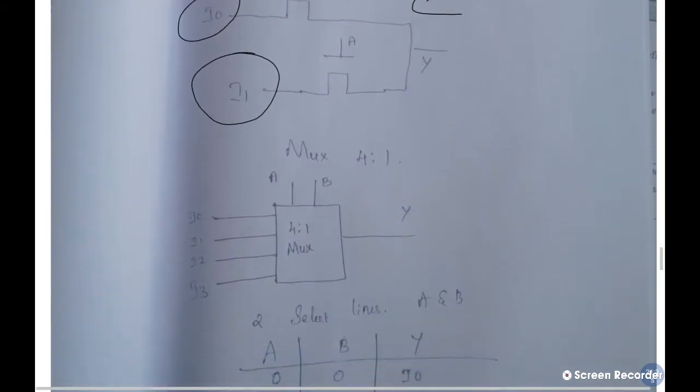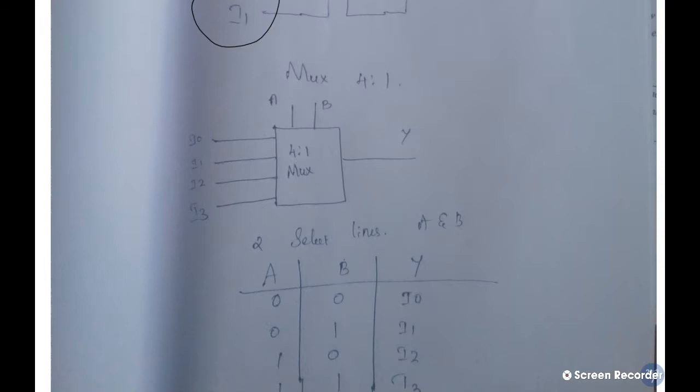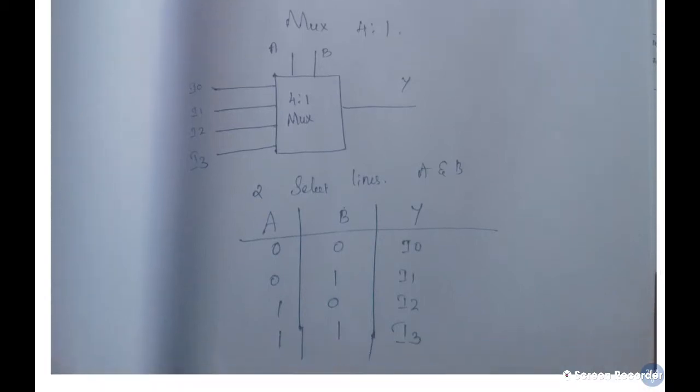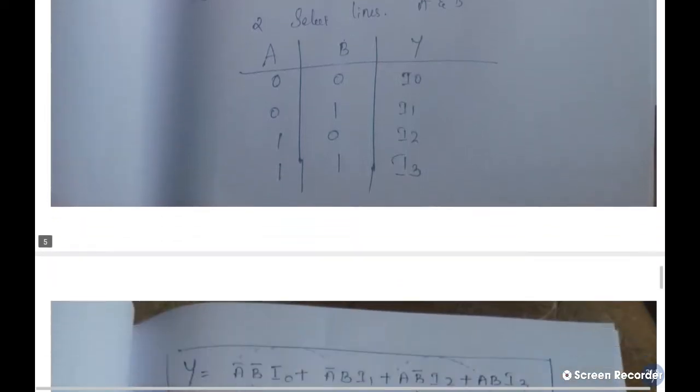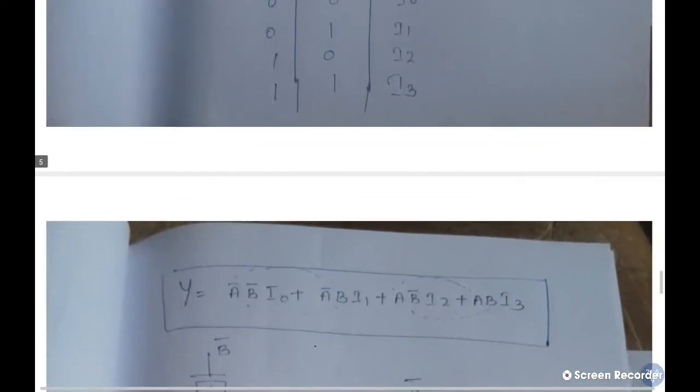The next is the 4:1 mux. For a 4:1 mux, 4 data lines and 2 select lines are used. The 2 selection lines take the values 00, 01, 10, 11. According to the selection values, I0, I1, I2, I3 are selected. So with 2 select lines, the data are selected like that.